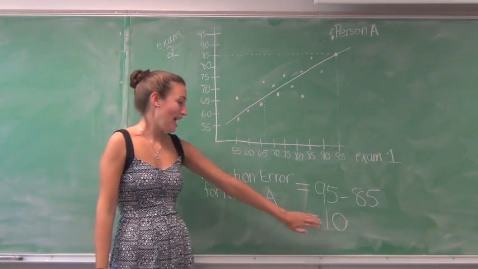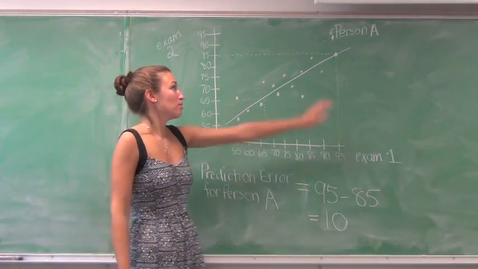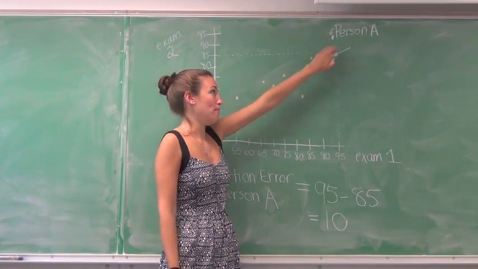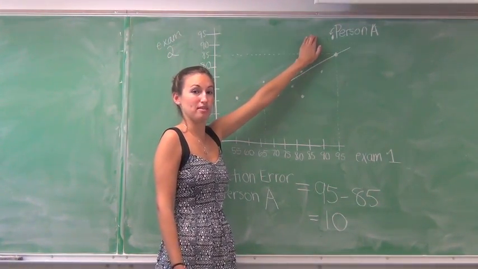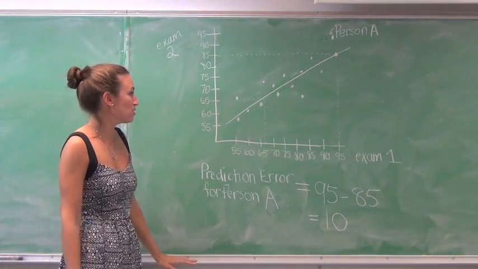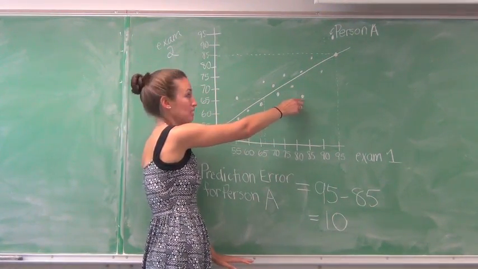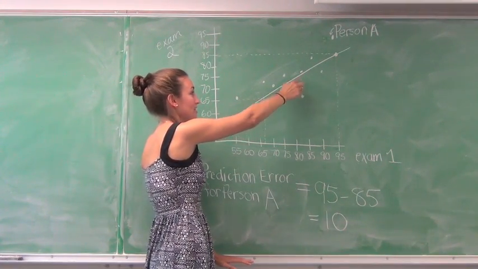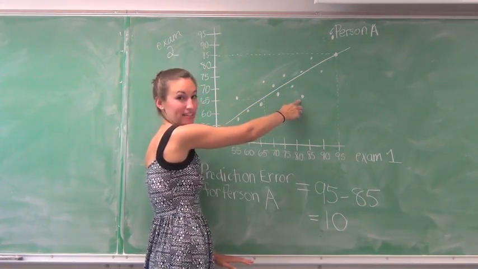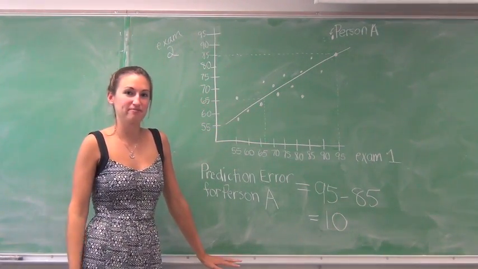Now, notice that 10 is a positive prediction error, and that's because person A lies above the regression line. They actually did better than we predicted them to do. If we were looking at this person, for example, they lie below the regression line. So we predicted that they did better than they actually did. So this person would have a negative prediction error.